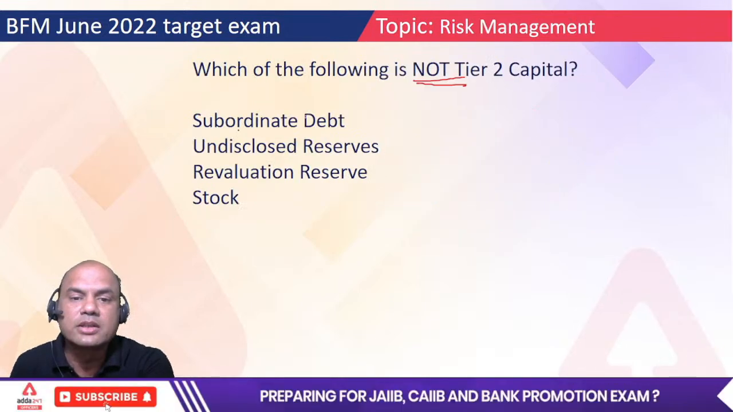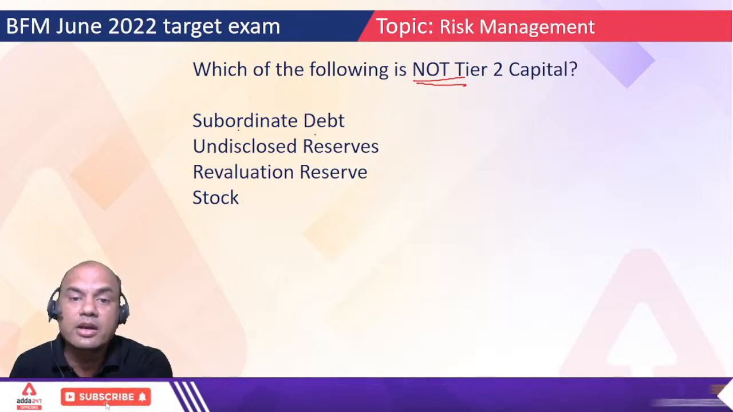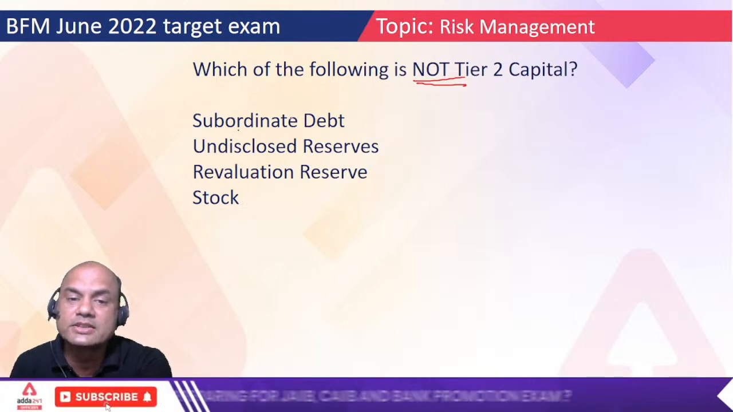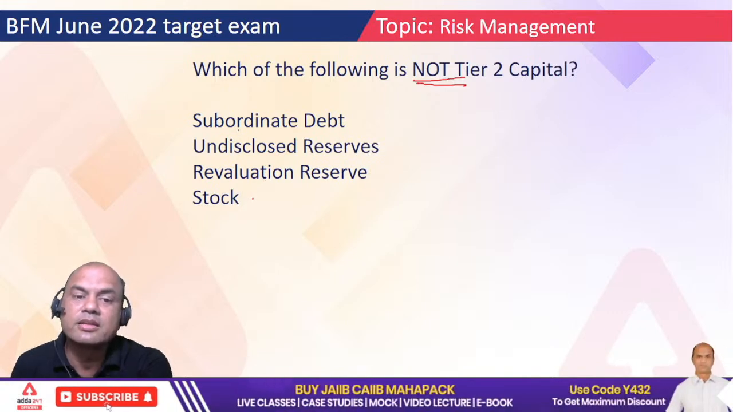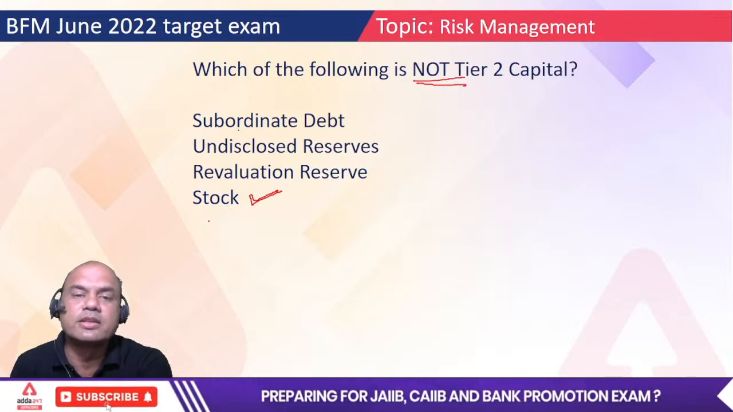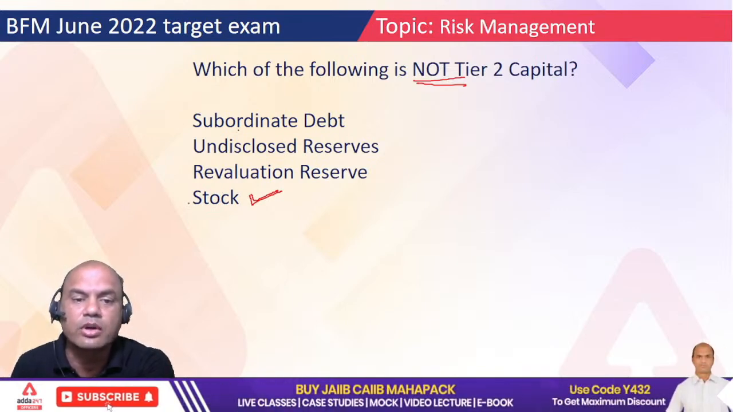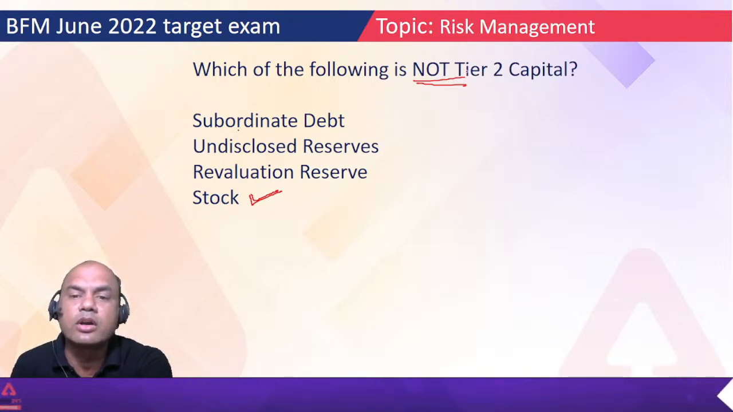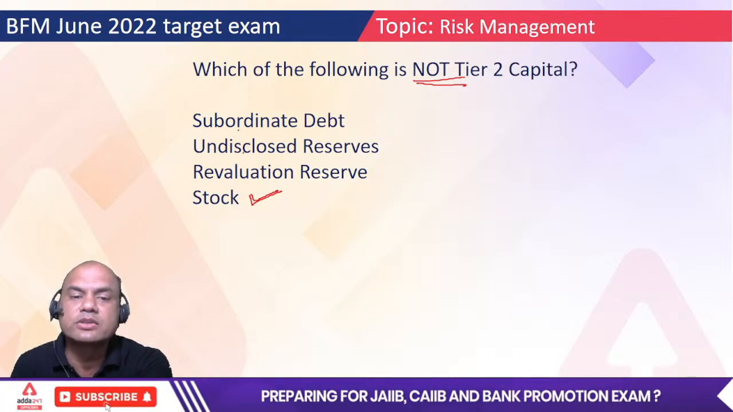Subordinate debt, undisclosed reserves, revaluation reserves and stock. Tier 2. Now see here, many of these things you might not know, but one is very simple. Which one? Stock. Correct. Stock here always means common stock. It's never preferred stock. If somebody wants to name preferred, they always name it as preferred stock. So this is common equity. It is not a part of tier 2. This is a part of tier 1.